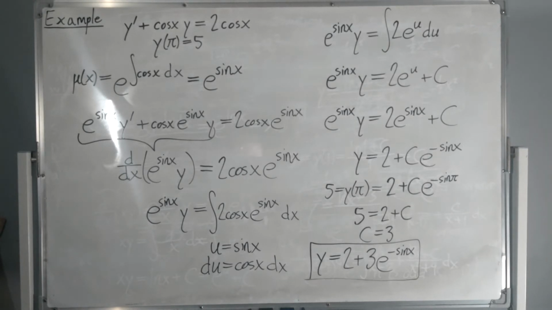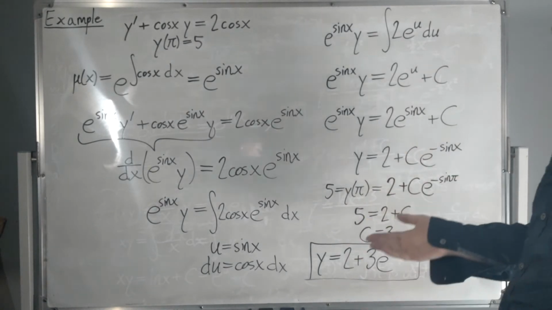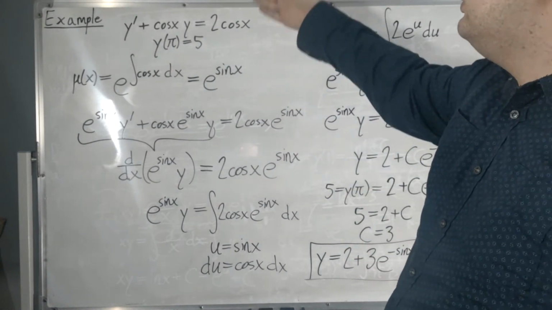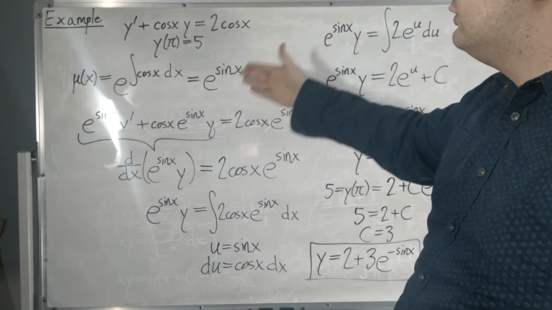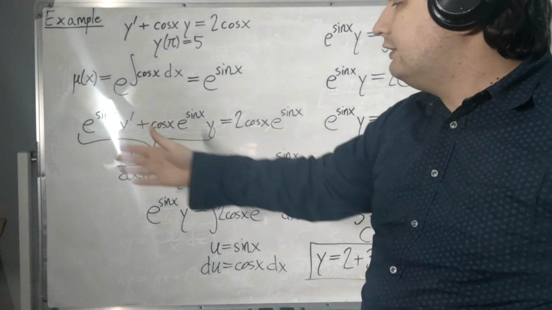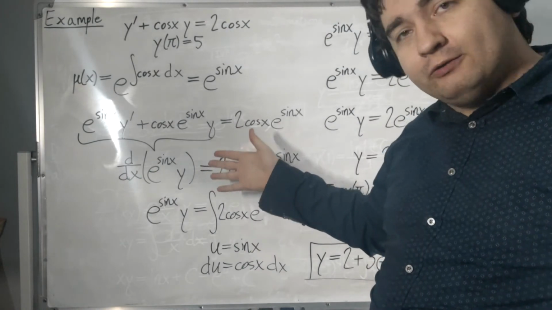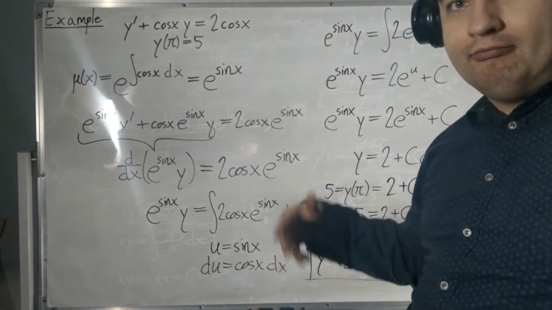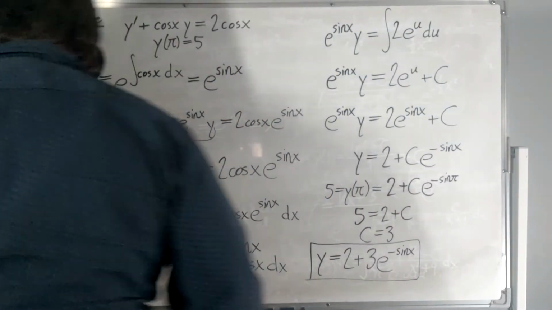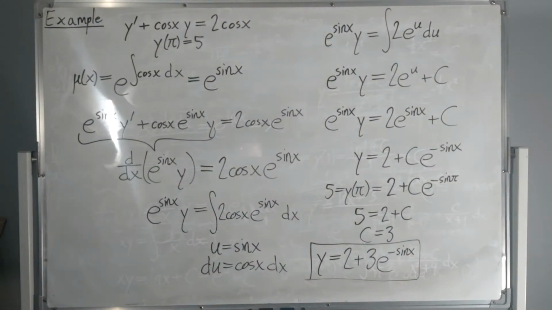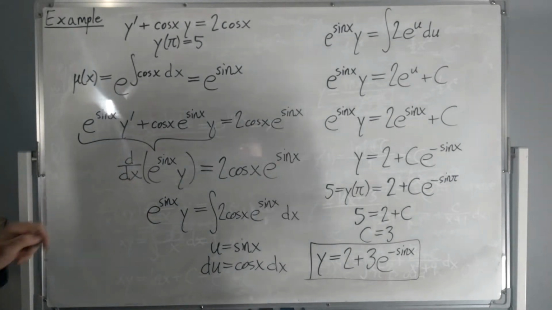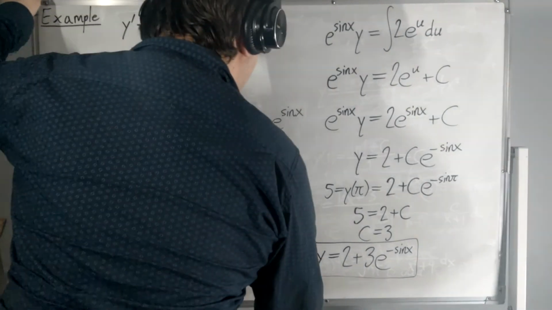All right. Again, nothing new happening here. You put it in standard form, you define the integrating factor, multiply it by everything, the left-hand side is rigged to become the derivative of the integrating factor times y, and then we can solve for y. All right, let's look at another example.